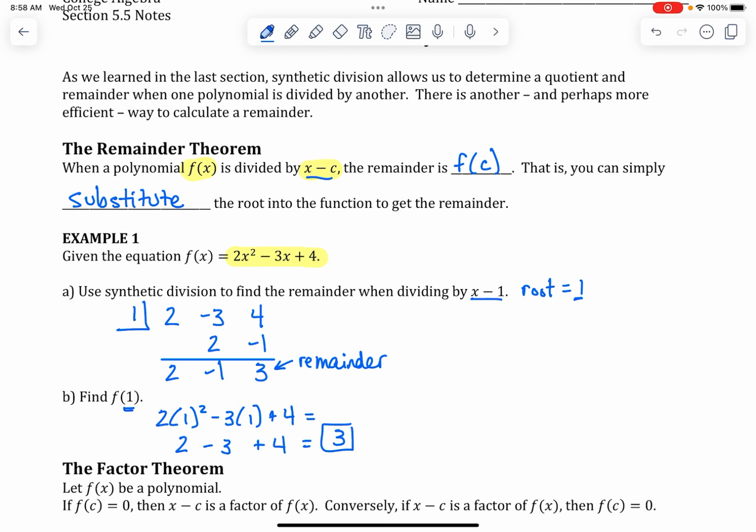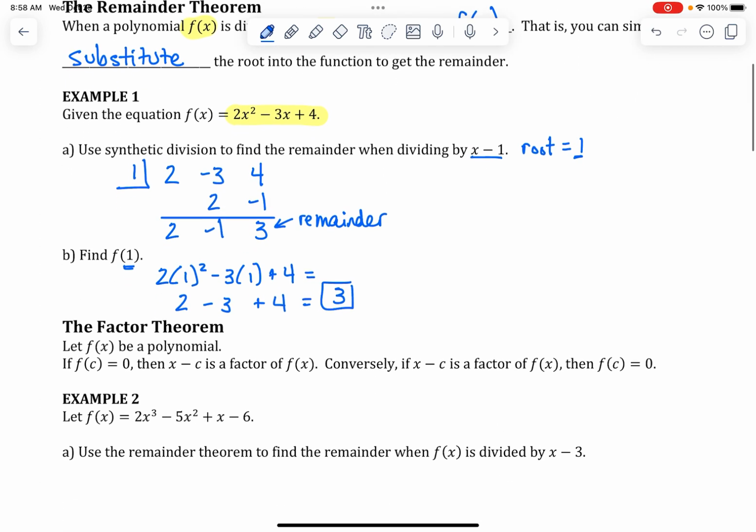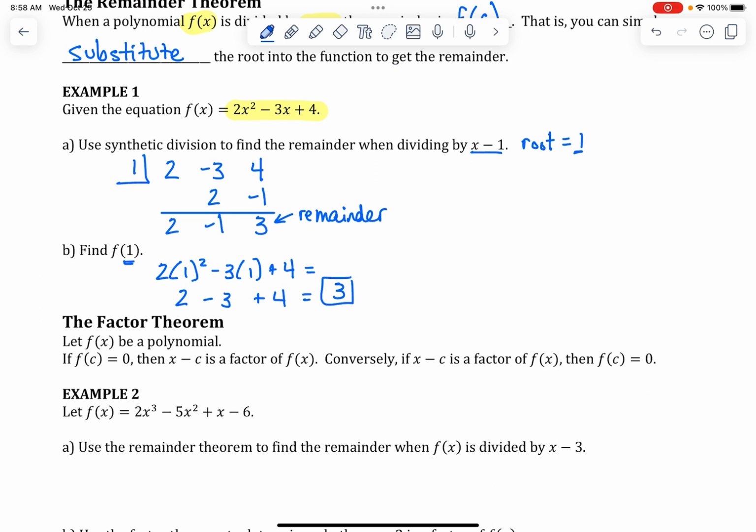So is synthetic division easier? Is substituting the root itself easier? It kind of depends, I suppose, on the function and how crazy it looks. But those are two different methods of finding a remainder. And of course, the whole point of finding a remainder is to determine if something is a factor. And so we talked about this with the synthetic division last time. Here we're just formalizing it.